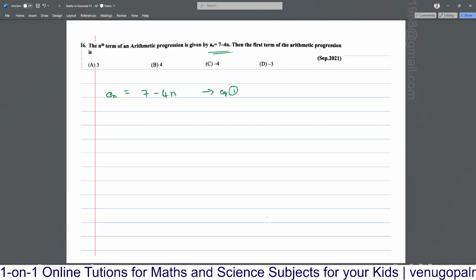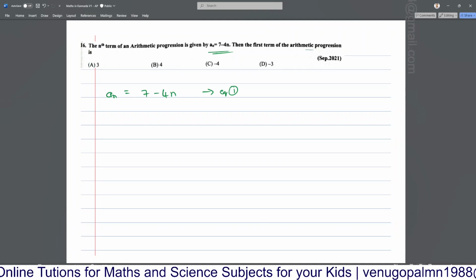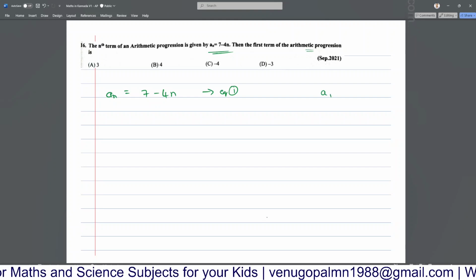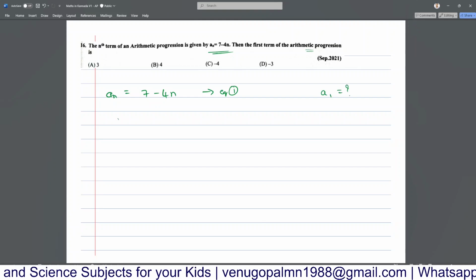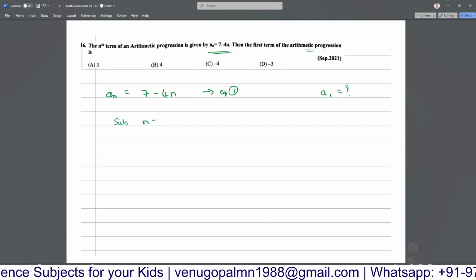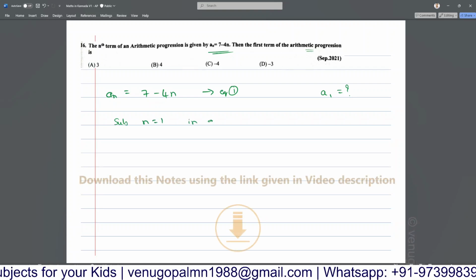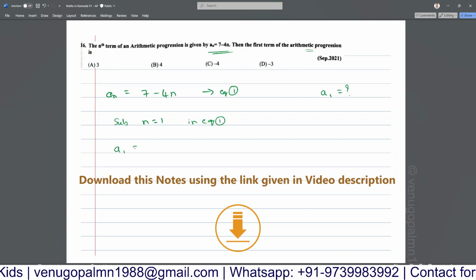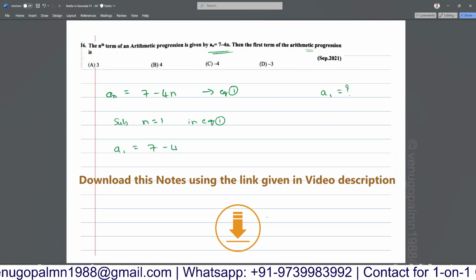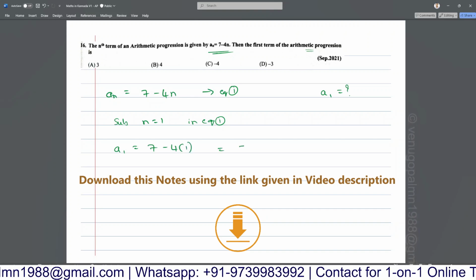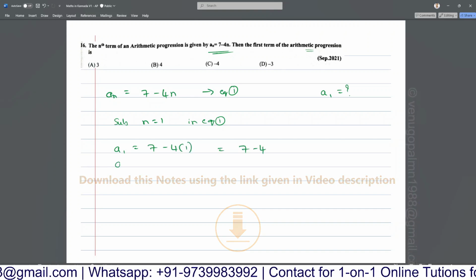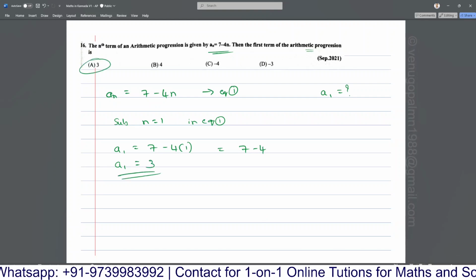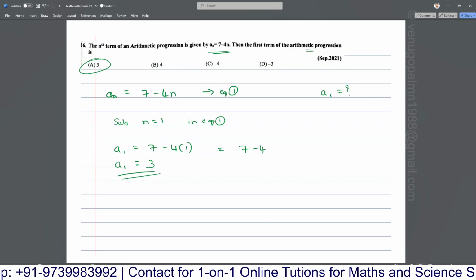So now the first term of the arithmetic progression, they have given a of n. We have to find what? a of 1 is equal to what? Just substitute n is equal to 1 in equation 1. Very simple. a of 1 is equal to 7 minus 4 into 1. This will become 7 minus 4 and a of 1 will be what? 7 minus 4 would be 3. The right answer would be option A. Got it, guys? Very, very simple.